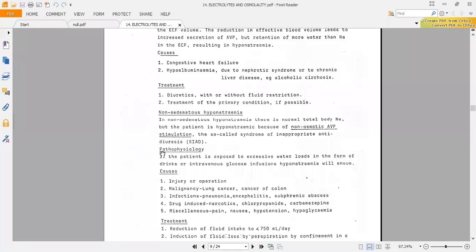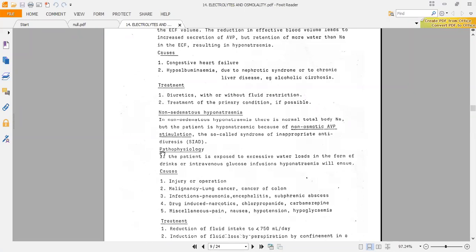And this one, the pathophysiology, is those with the condition we call syndrome of inappropriate ADH release. Yesterday we looked at the function of ADH. If you have a lot of ADH being produced, you are going to absorb a lot of water at the collecting ducts of the nephrons, and that excess water is going to dilute the sodium. Good. Now you have to know the causes of syndrome of inappropriate ADH release.